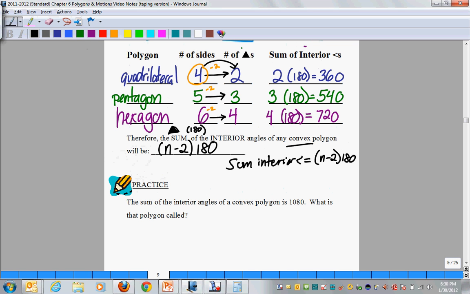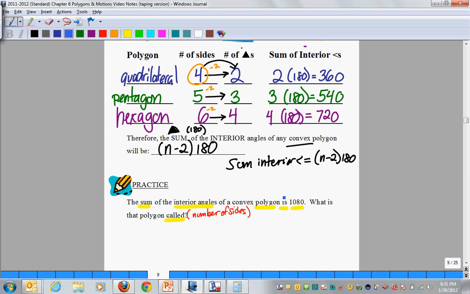Let's try a problem and see how it works. We're told, let's finger track and read, that the sum of the interior angles of a polygon is 1080. What is the polygon called? When we talk about called, what we're ultimately looking for is the number of sides, because we name polygons by the number of sides.